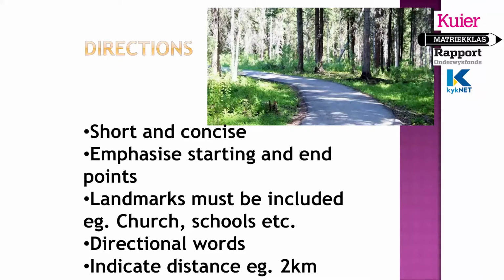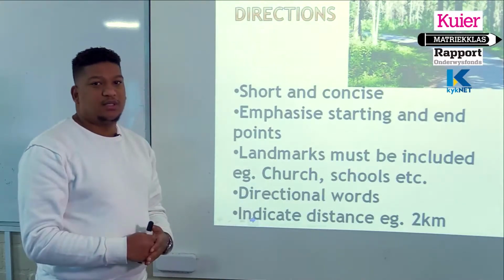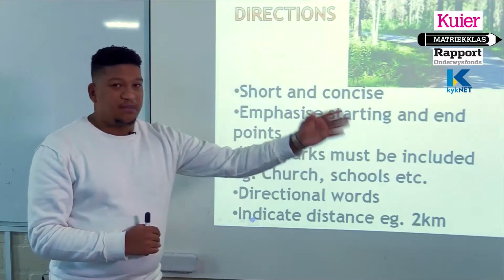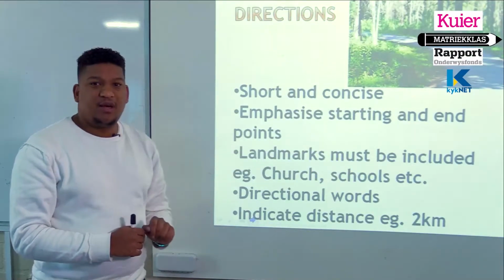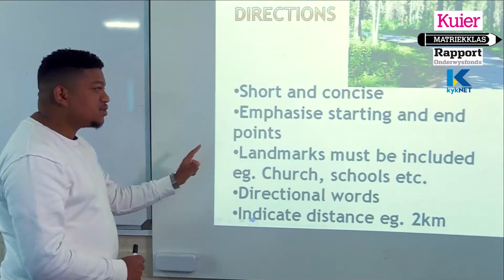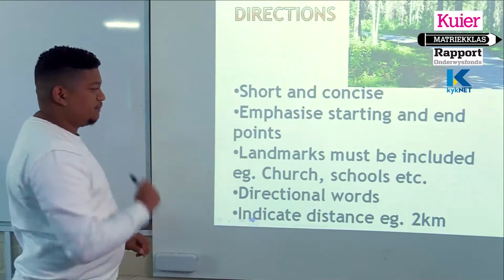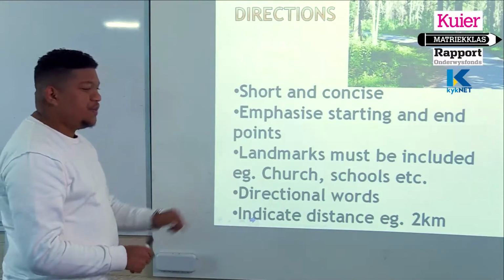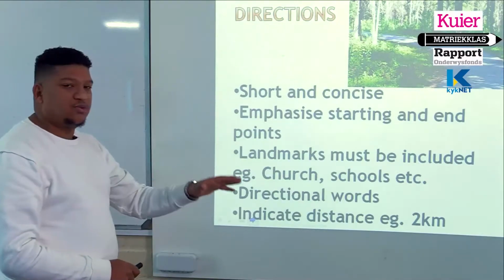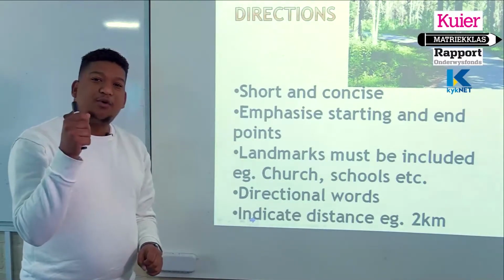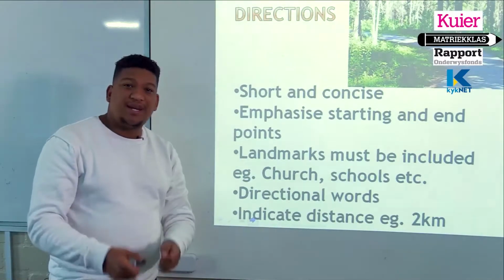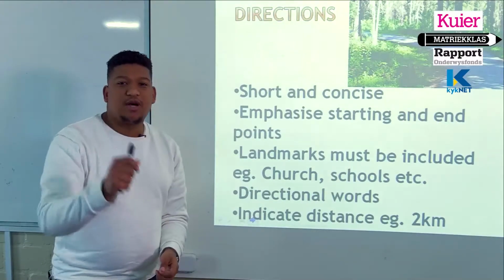So I need to tell my friend who is going to come to my house from school, so school would be the starting point. My end point would be my home, the Peach House number 5. Those are the things I need to focus on, emphasizing this. Landmarks should be included. For example, church, schools. This gives your friend or anybody following directions an indication of what to look out for.